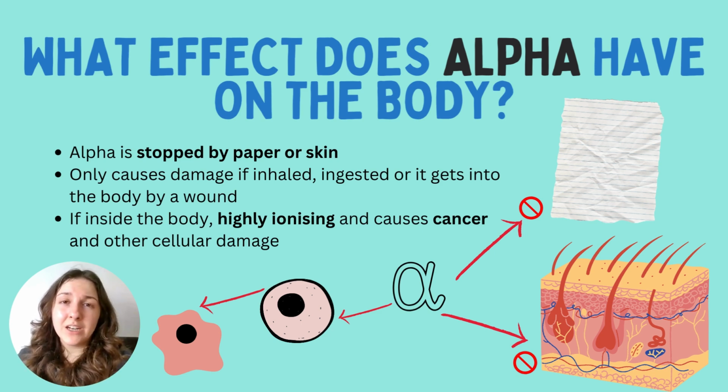Alpha is, however, used in devices like smoke alarms because it is easily stopped and it has a low penetration. Because it's so highly ionizing, it ionizes the air, and those ionized air particles allow current to flow. And if there is smoke in a building, the smoke particles stop this current, and that's what triggers the alarm to sound. So alpha is very useful in certain devices like smoke alarms, but not so much in the medical industry.